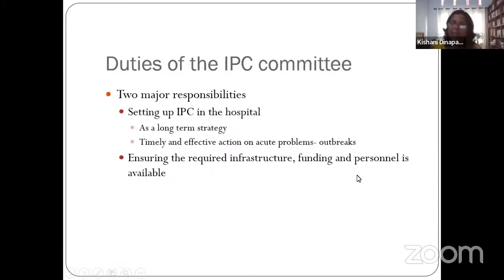They also ensure the infrastructure, funding and personnel are available, because most of the time what happens is we take decisions. If you don't have the funding from the hospital, we can't proceed. Or maybe the personnel is available, but minor staff is not available, so we can't practice good infection prevention and control in the hospital. So that is why the committee is very important. It is the responsibility of the committee to streamline the IPC program in the hospital.